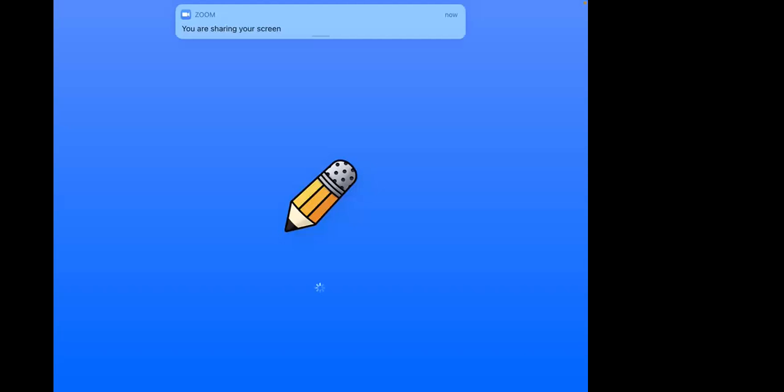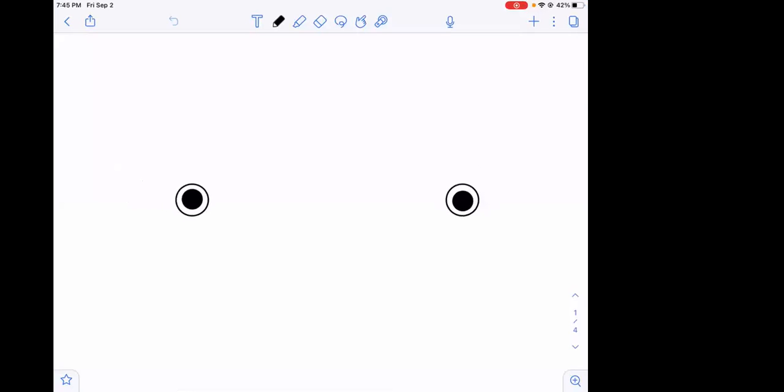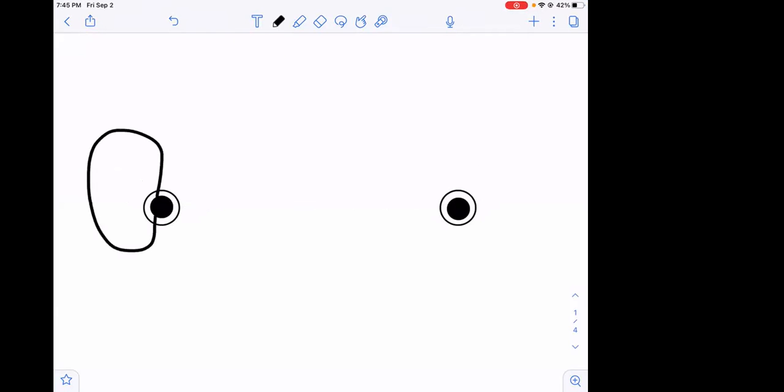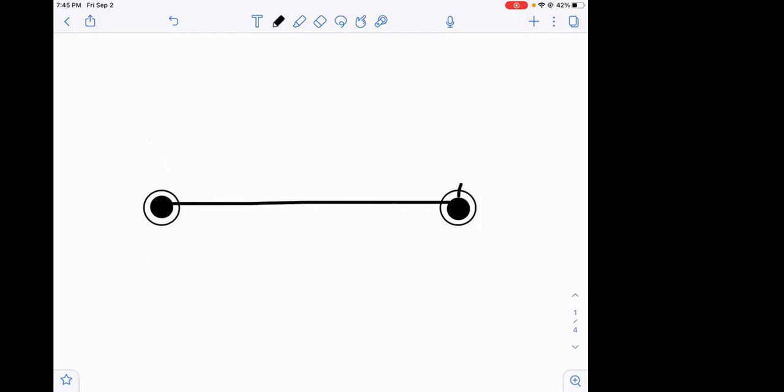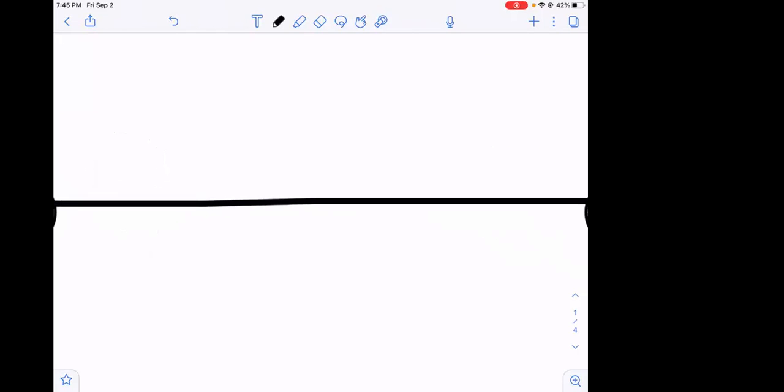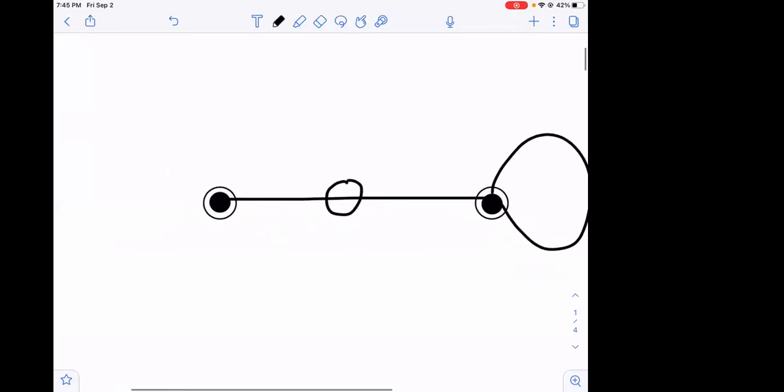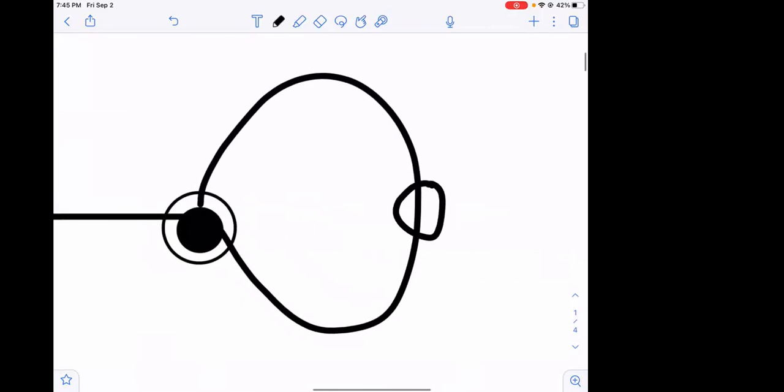So in this game, all you have is 2 points. And these 2 points can be connected by a line. But you can also connect a point to itself. And when you create a line like this, when you connect 2 points or you connect a point to itself, you create a new point on that line.